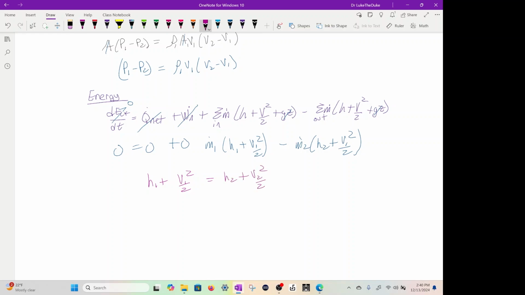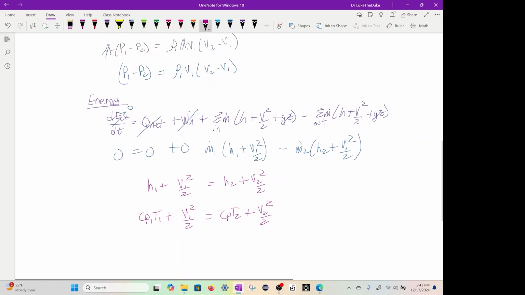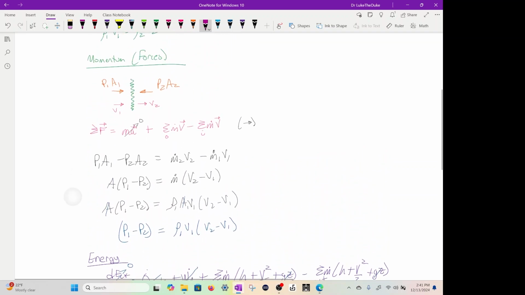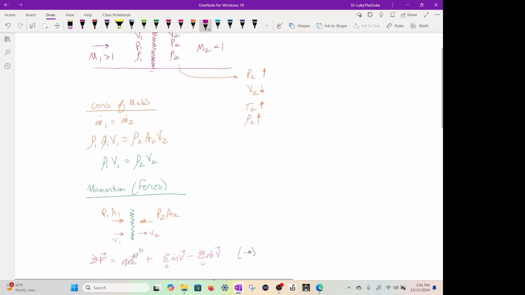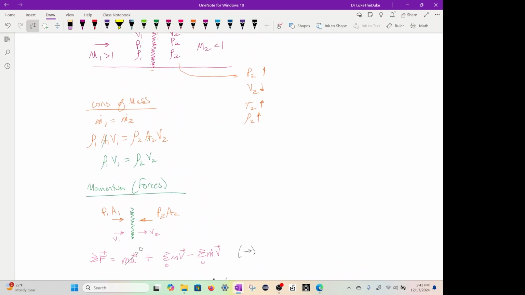And we can actually change this to be Cp T1 plus V1 squared over 2 equals Cp T2 plus V2 squared over 2, because usually with energy we're dealing with temperatures. So we used energy, which relates temperature and velocity. We used momentum, which is pressure and velocity. And then we also used conservation of mass, which is like a density and velocity combo.